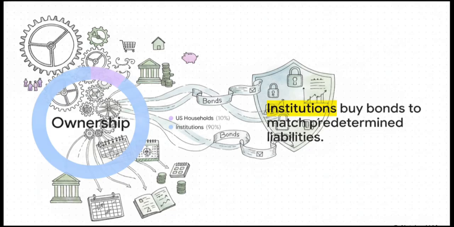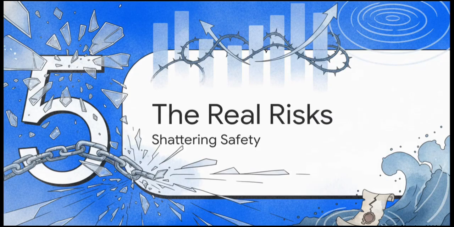Why? Because these giant institutions have predetermined liabilities. They know exactly how much they have to pay out on specific dates in the future, and they use the fixed payouts of bonds to perfectly match and fund those liabilities. Moving to Section 5, the real risks of bonds. It is time to shatter the illusion of perfect safety.